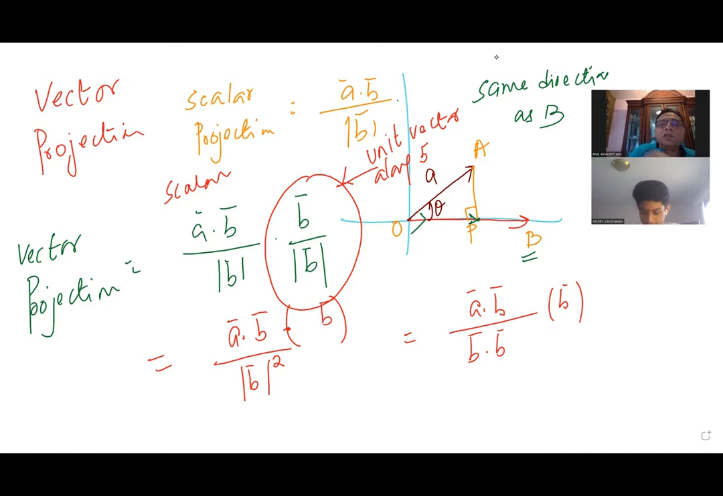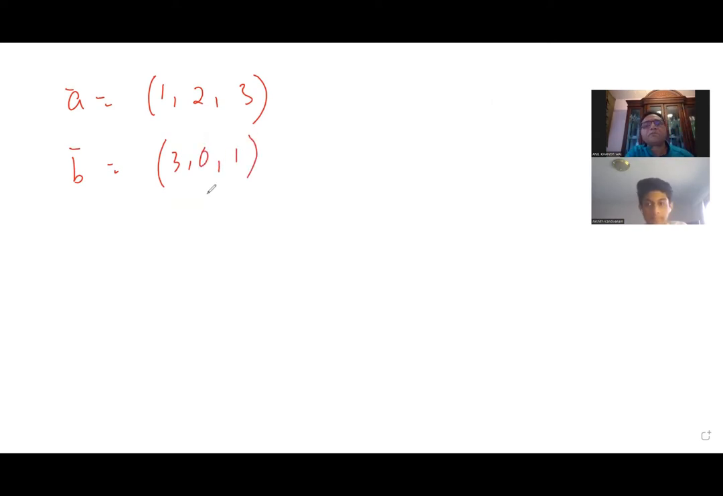Let me write down one example for you, and let's figure out the answer. Let's say vector A is 1, 2, 3 and vector B is 3, 0, 1. Now, can you find the vector projection? Let's first find the scalar projection of A on B.